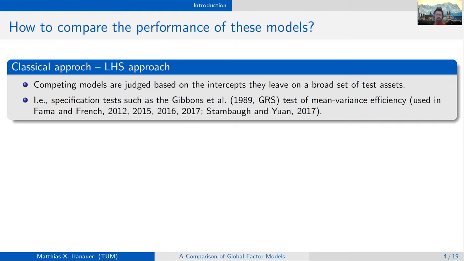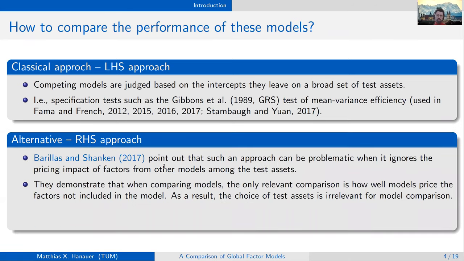So when adding additional factors and having a variation of test assets, the question is whether the new factor model explains the returns of these test assets better than maybe the older model. But there's now also a new stream of literature, starting with Barillas and Shanken in 2017, that says this approach can be problematic. First, because it depends on the choice of the test assets. And if the test assets are sometimes correlated with some of the factors, that might also have an impact on the results.